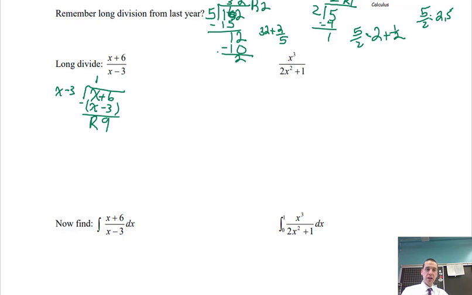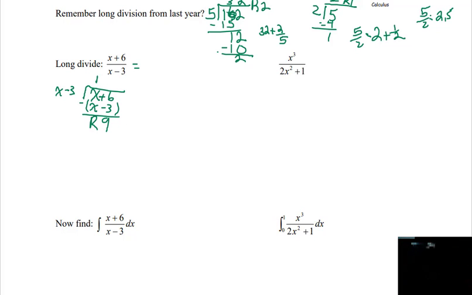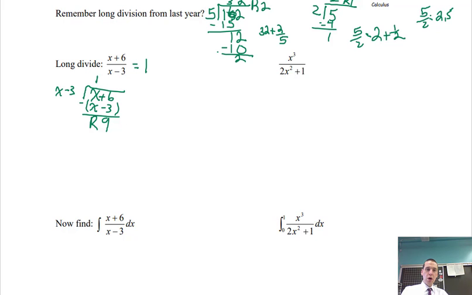So how do I write this? This is equal to 1 plus 9 over x minus 3, just like I did here. 2 plus 1 divided by 2. This is 1 plus the remainder divided by x minus 3. Let's look at this next one.